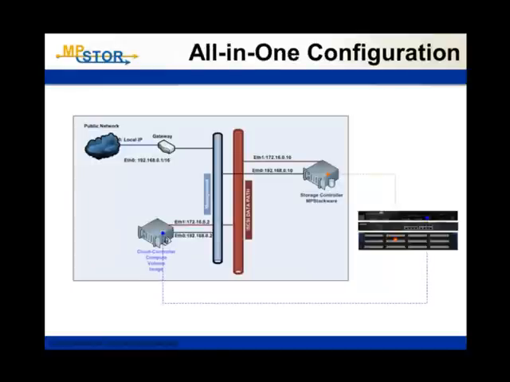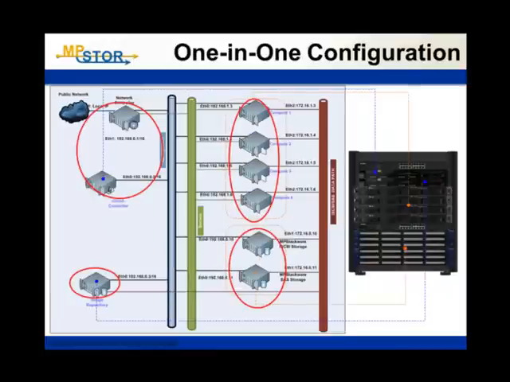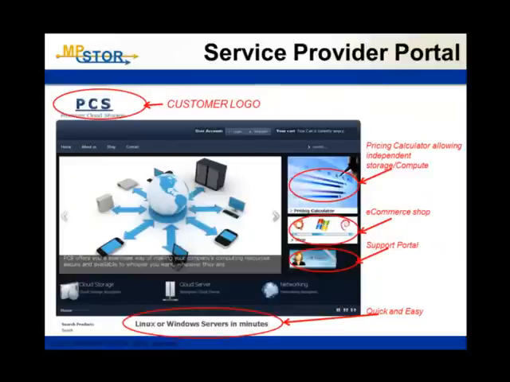So this is what an all-in-one configuration looks like. Minimal hardware, with a lot of storage functions and cloud functions combined into one system. A some-in-one configuration would have computes split out as independent. And a one-in-one configuration has all of the storage functions split out into individual units.